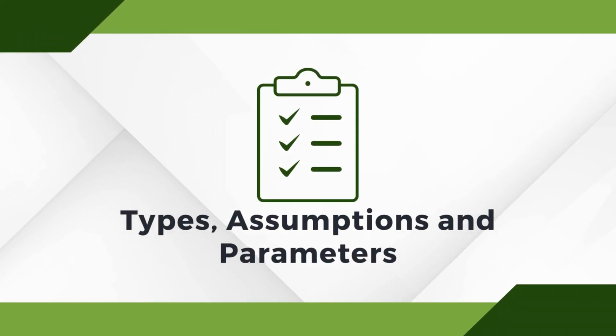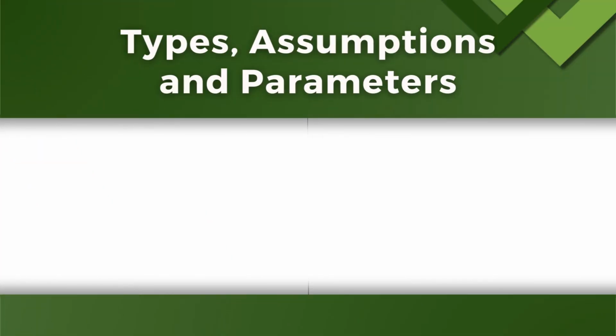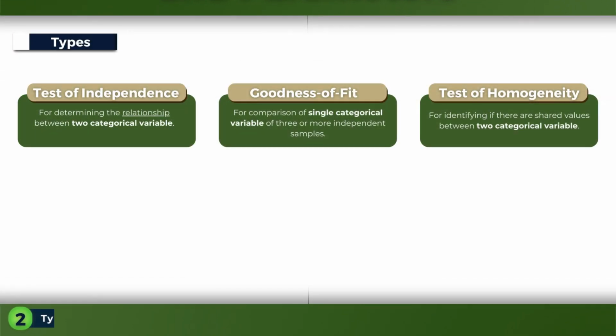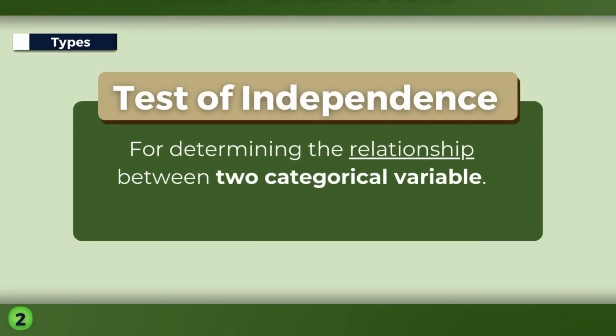Next are the types, assumptions, and parameters. The chi-square test constitutes three kinds of approaches depending on the conditions and variables present. First, the test of independence for determining the relationship between two categorical variables. This is used to determine if those two variables are independent or not. The primary outcome it often produces displays the relationship of variables, whether independent or dependent, used to test whether two categorical variables are related to each other.